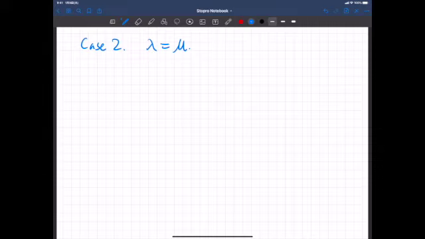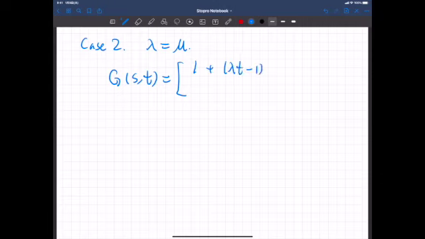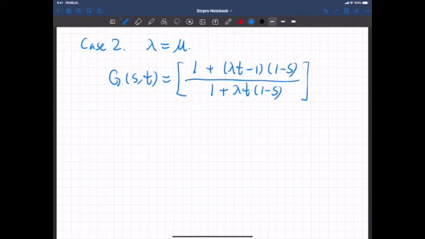And yeah, you should solve this somehow. And the result should be this: 1 plus lambda t minus 1 and 1 minus s over 1 plus lambda t 1 minus s, and everything to the power of n0. Okay, so since lambda is equal to mu, we cannot change one of them freely. So this is the result.